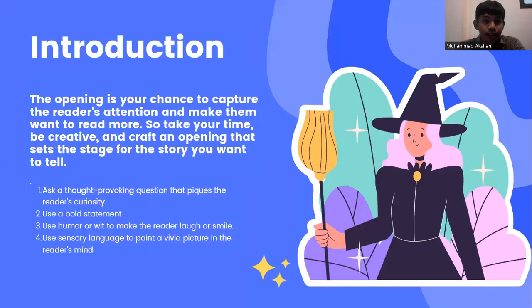The first thing is introduction. The introduction is the opening, your chance to capture the reader's attention and make them want to read more. So take your time, be creative, and craft an opening that sets the stage for the story you want to tell. The first point is to ask a thought-provoking question that piques the reader's curiosity. Number two is to use a bold statement. Number three is to use humor or wit to make the reader laugh or smile. And number four is to use sensory language to paint a vivid picture in the reader's mind.